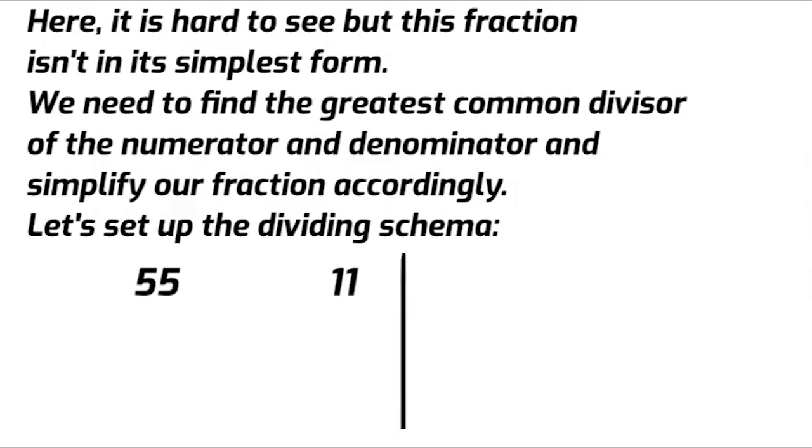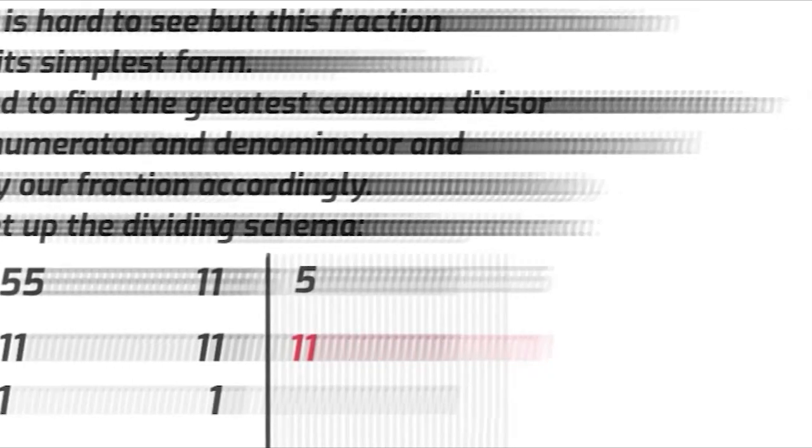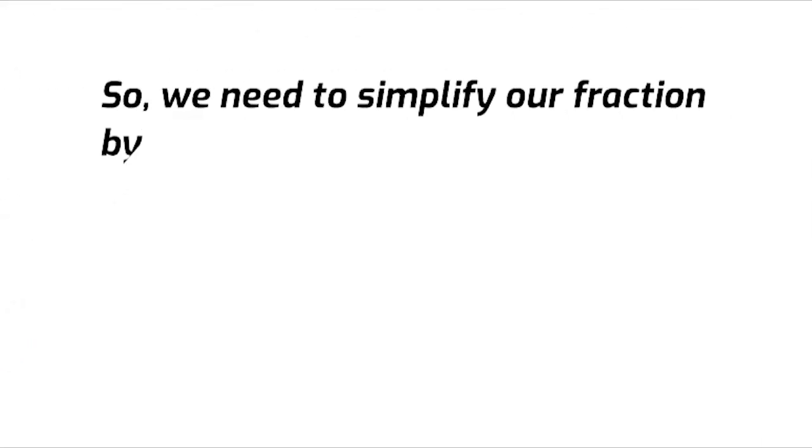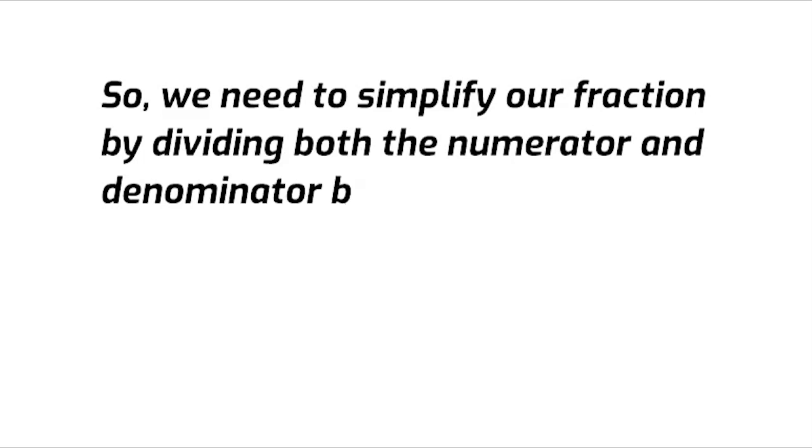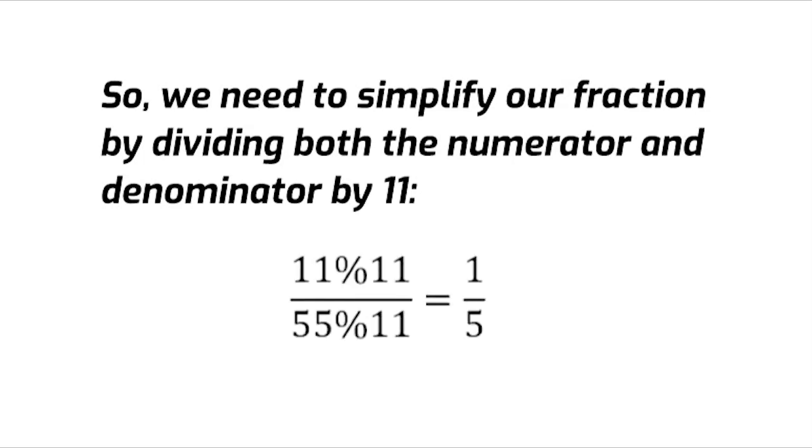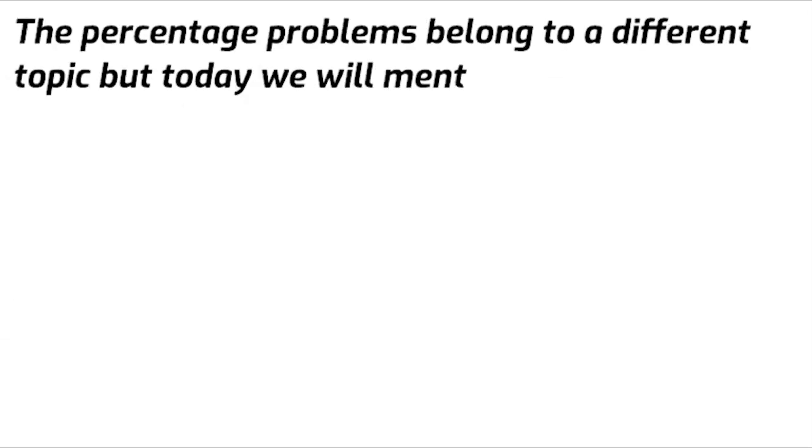Let's set up the dividing schema. 5 only divides 55. 11 divides both and the division ends. So, 11 is our GCD. So, we need to simplify our fraction by dividing both the numerator and denominator by 11. And we get 1/5. The percentage problems belong to a different topic, but today we will mention briefly.